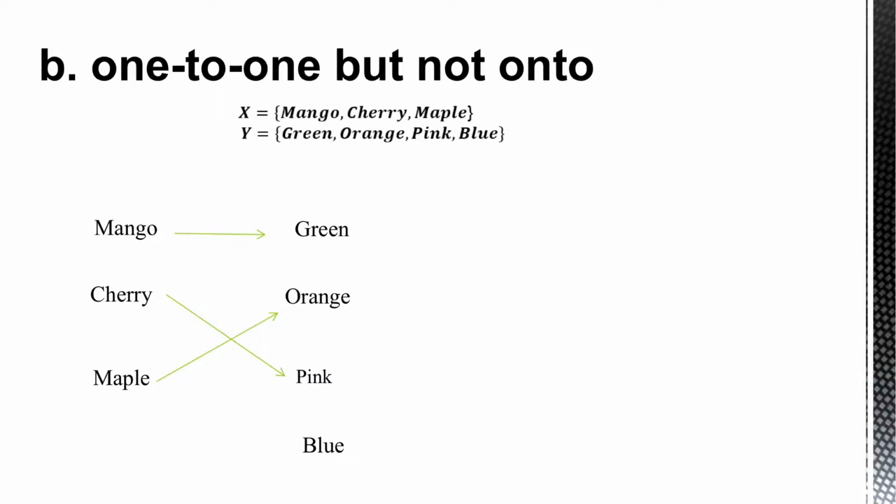But it's not onto function because one element from our codomain, which is blue, has no pair in our domain. And if you recall the onto function, it is stated that all elements from y or codomain have an image from our x or domain.